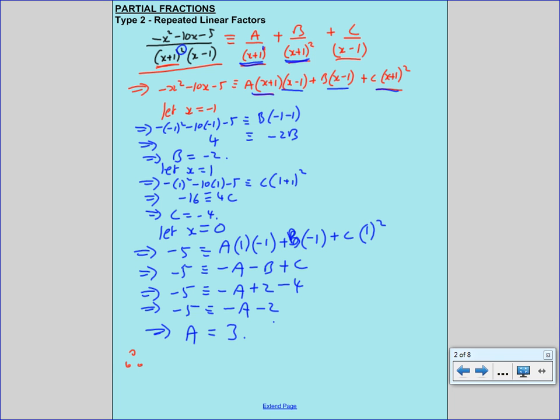I need to write my starting equation. (x plus 1) all squared, (x minus 1). That's the same as 3 over x plus 1. B is -2, so -2 over (x plus 1) all squared. And then C is -4, so -4 over x minus 1. And then we're done.